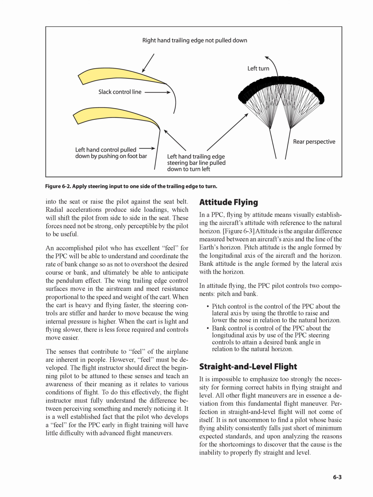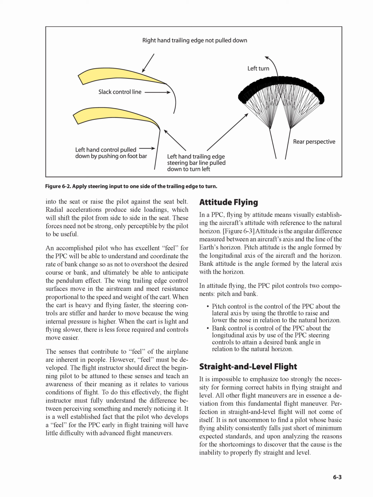Attitude flying in a PPC. Flying by attitude means visually establishing the aircraft's attitude with reference to the natural horizon. Figure 6.3. Attitude is the angular difference measured between an aircraft's axis and the line of the Earth's horizon. Pitch attitude is the angle formed by the longitudinal axis of the aircraft and the horizon. Bank attitude is the angle formed by the lateral axis with the horizon.